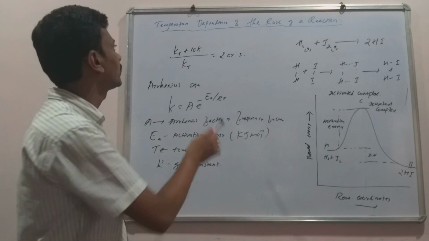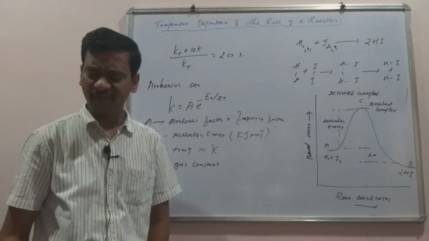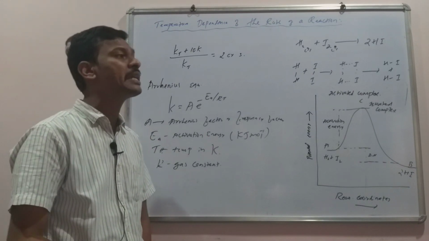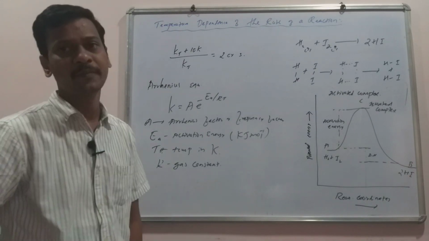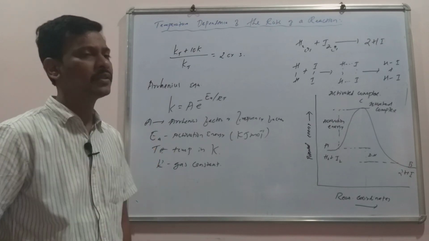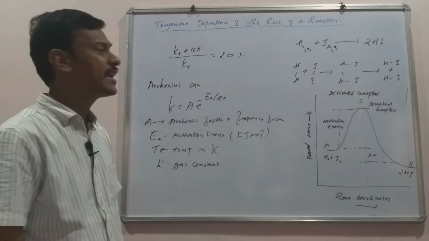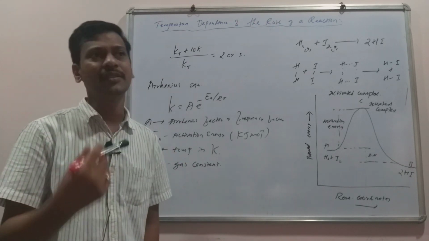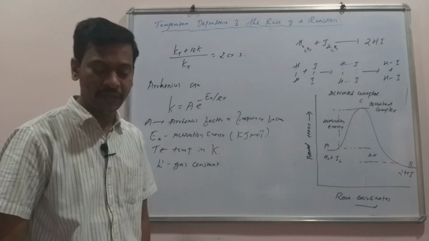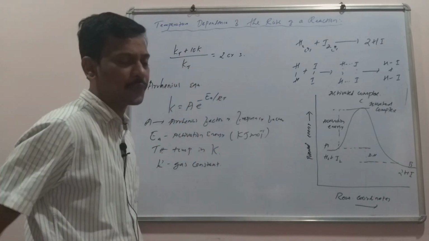Okay, the next aspect of this chapter: temperature dependence of the rate of reaction. You know that the rates of most chemical reactions increase with increasing temperature. From studies, it shows that for every 10-degree increase in temperature, the rate constant of the reaction almost doubles, or becomes twice. That is given in terms of the temperature coefficient.